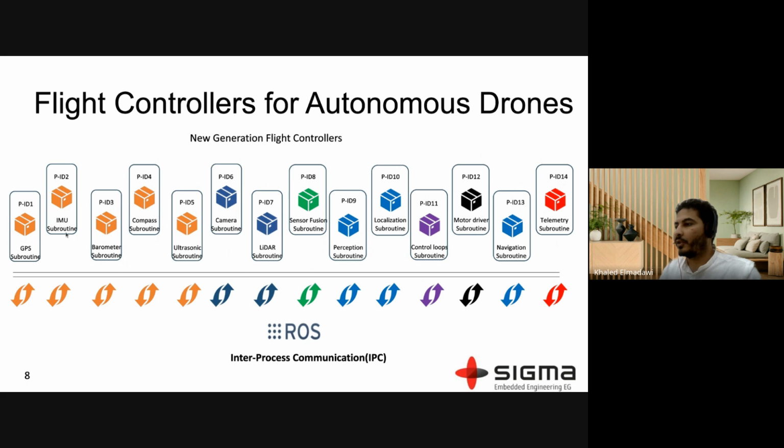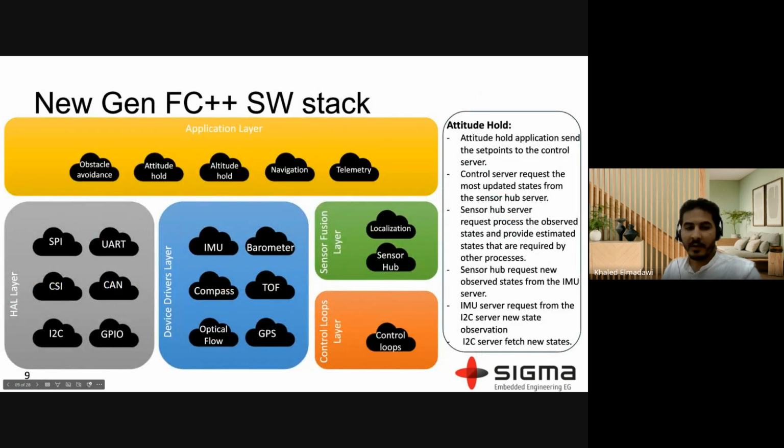Then how will you, as a software engineer, be able to handle different processes fighting over the same peripheral? This is one of the problems that you need to have a heads up about when you are encountering such a problem in the new generation flight controllers. But how did we solve it? Or how did we build our software stack? Let's discuss it in the next slides.